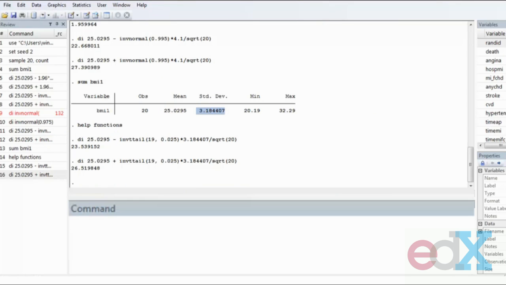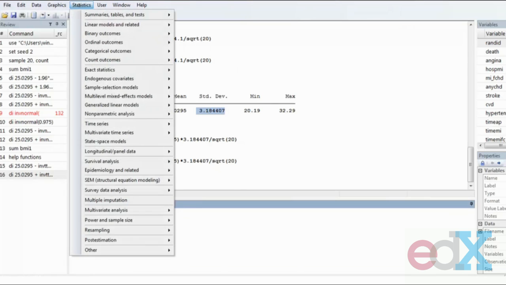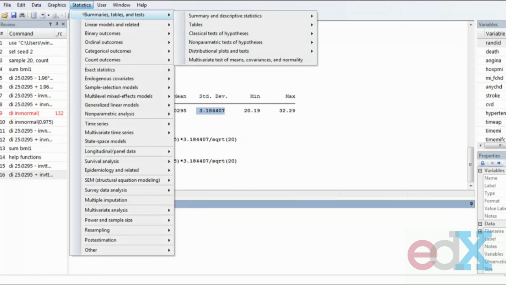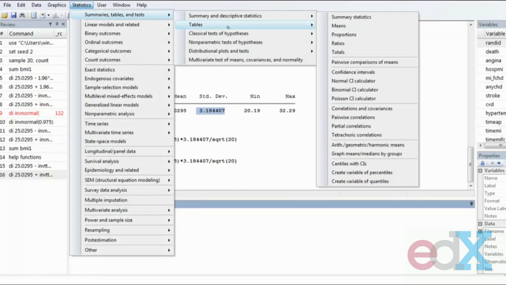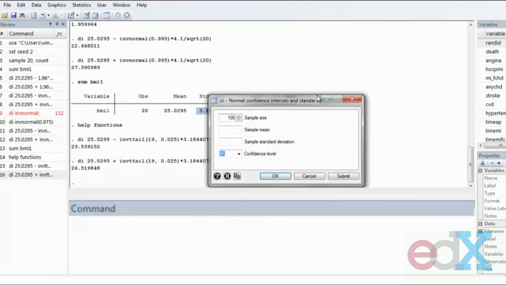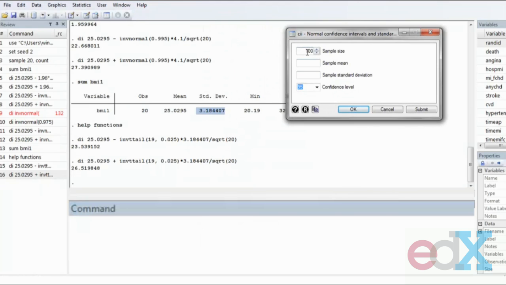However, that was a bit of a pain, basically. So is there an easier way to go about doing this in STATA? The answer, fortunately, is yes. If you want to calculate a confidence interval in STATA using built-in functions, go Summaries, Tables, and Tests, Summary and Descriptive Statistics, and then go to the normal CI calculator. So remember, we're assuming normality, so we're going to use the normal confidence interval calculator.